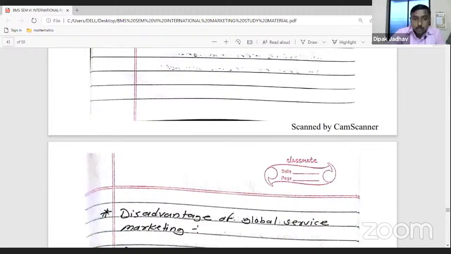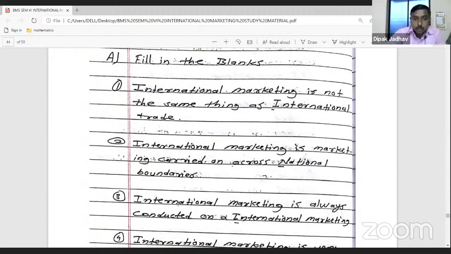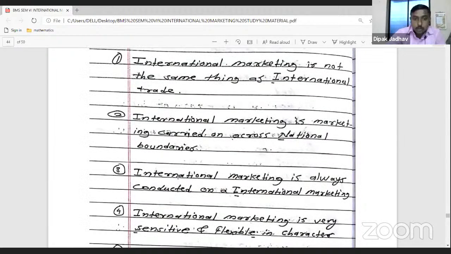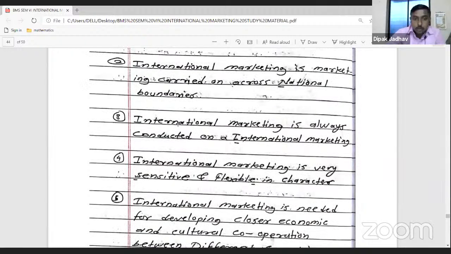International marketing is not the same as international marketing trade. Yes, true and false as well. International marketing is where we are going to cross the national boundaries. So these objectives come from your state publications and other publications, books both. So international marketing is very sensitive or flexible as compared to the domestic market. So it's very flexible. Very flexible.